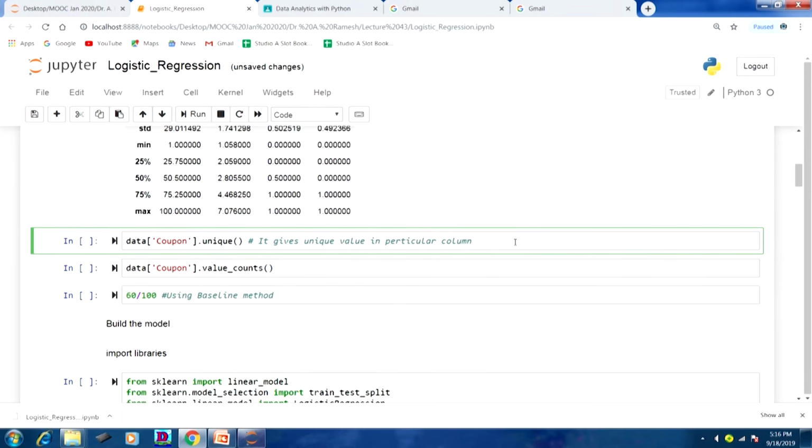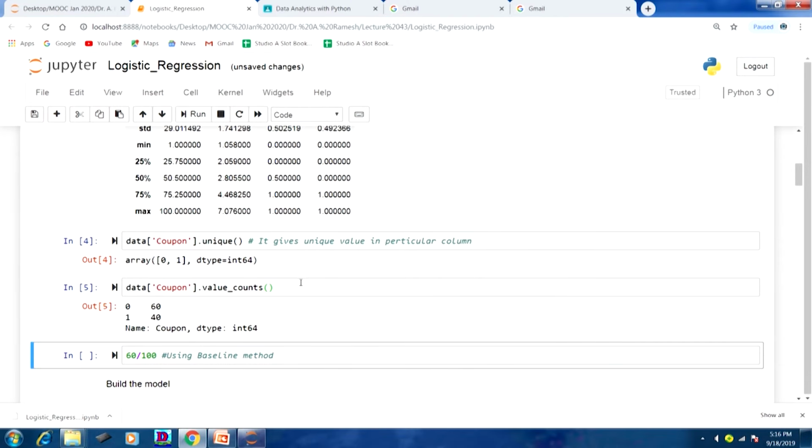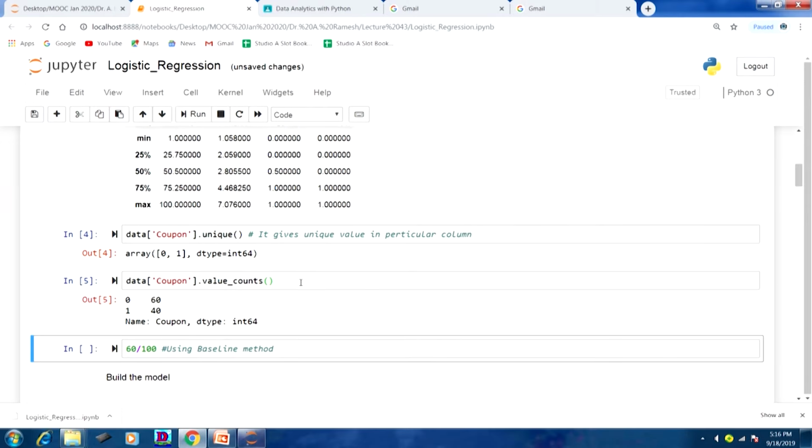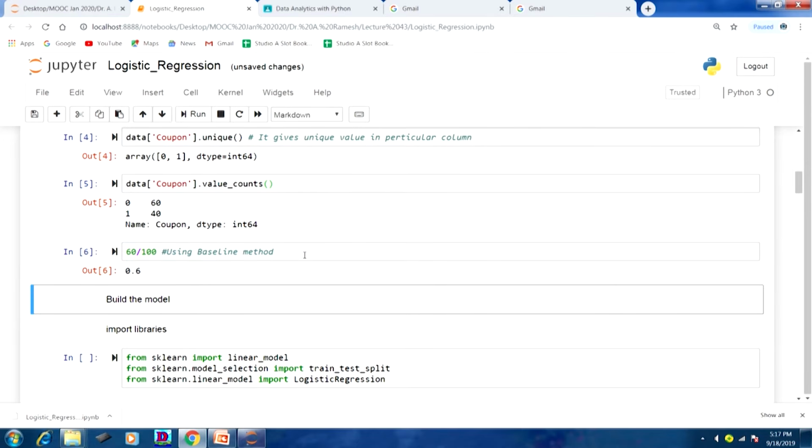Now, we will look at what values are in the column coupon. There are 2 values, 0 and 1. 0 means that the customer did not use the coupon, 1 means that the customer has used the coupon. Now, let us see how many zeros and how many ones by using the value underscore counts function. So, 60 people did not use the coupon, 40 people have used the coupon. So, the baseline accuracy is 0.6.